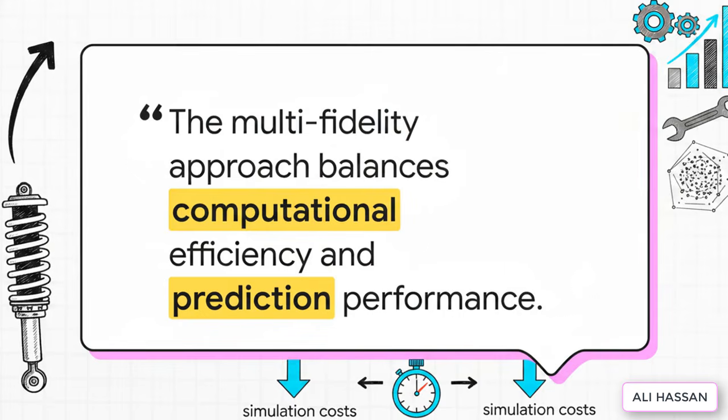I really want to highlight this quote directly from the researchers. They state, "The multi-fidelity approach balances computational efficiency and prediction performance metrics, ensuring that the potential within the design space is significantly utilized." Okay, so what does that mean in plain English? It means it slashes simulation costs down to size while actually maximizing the discovery of brilliant mechanical designs that a human engineer might have entirely overlooked.